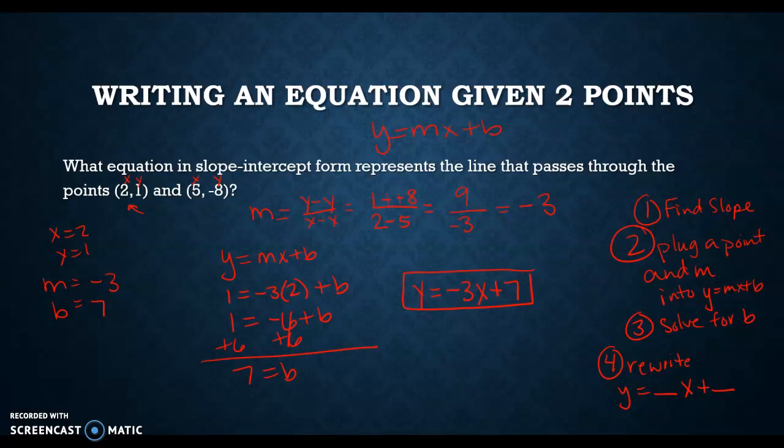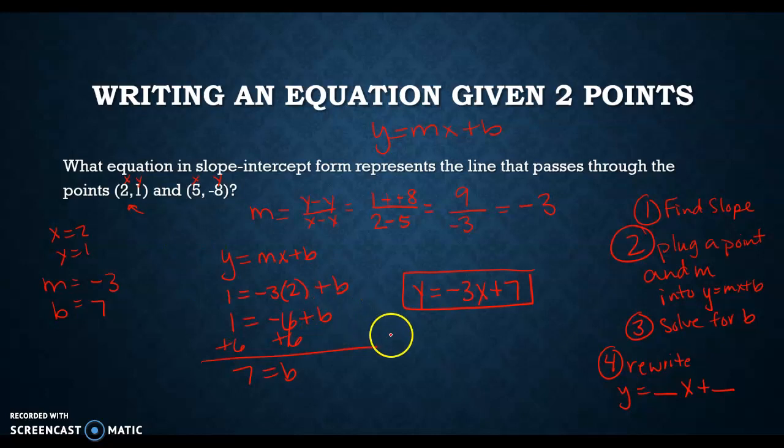So I chose 2 and 1, 2, 1. We could have chosen 5, -8. Why? Because the 7's a constant. So it doesn't matter what my x and y point is, as long as we know it's on the line, I'm going to end up getting that same 7.